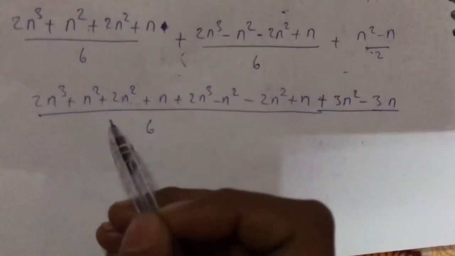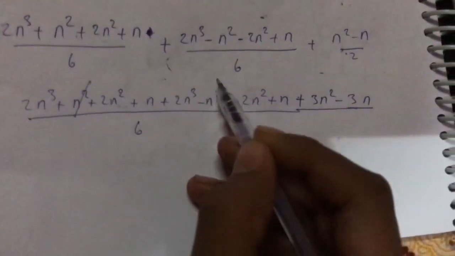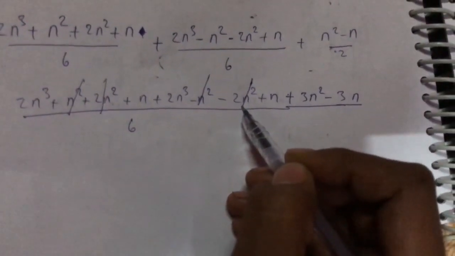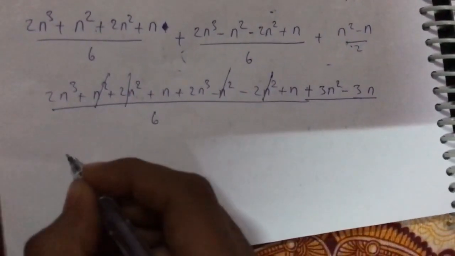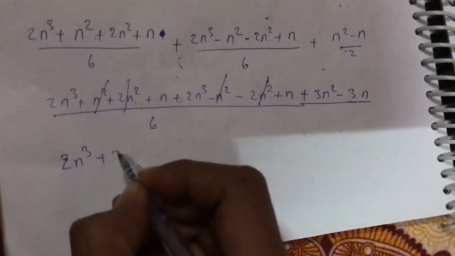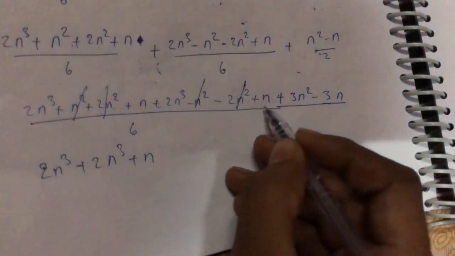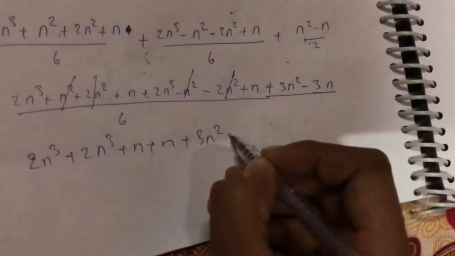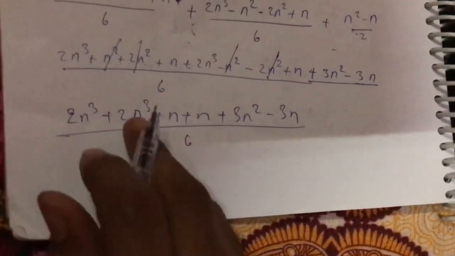So in this, now you can see that some of the values are going to cancel, like this n square is going to cancel with this n square, this 2n square with this 2n square, and I guess these are the things which are going to cancel. So we can write the remaining things on the next step, like 2n cube, then this 2n cube plus 2n cube, then we got here 1n, then we got another n here, then we got 3n square minus 3n, okay, upon 6.